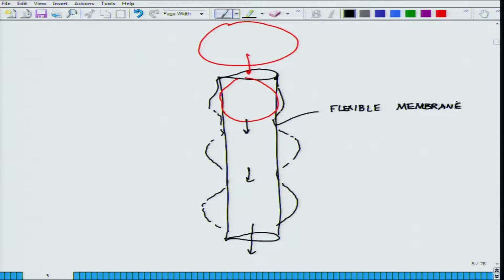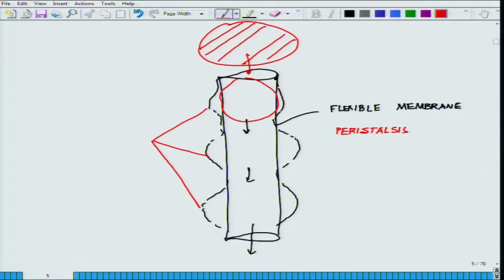So, this whole motion of the ball, as it is moving through the digestive tract like that, is called peristalsis, and this whole motion is called peristaltic movement.